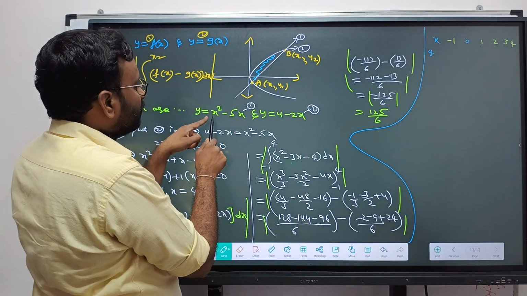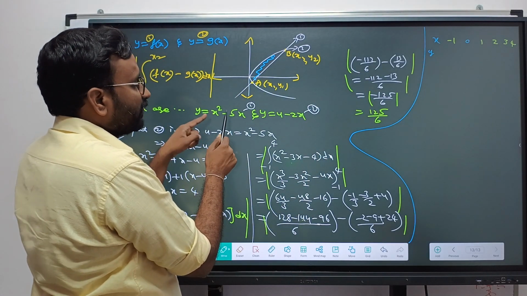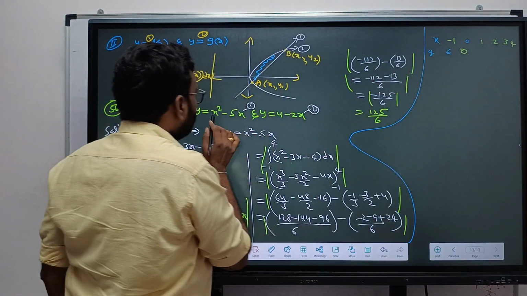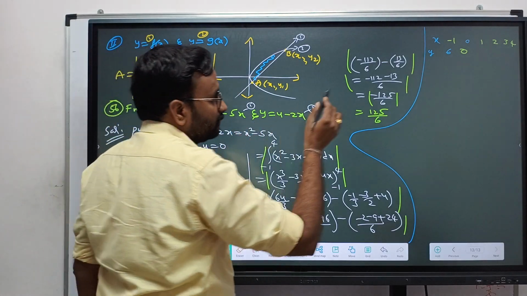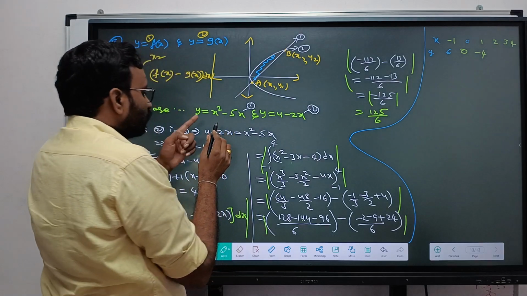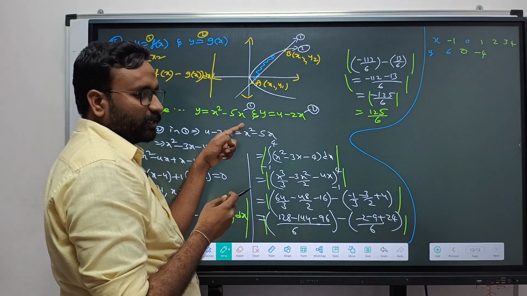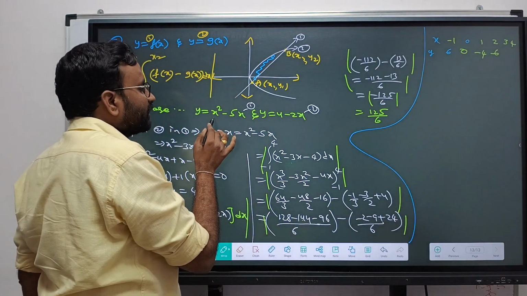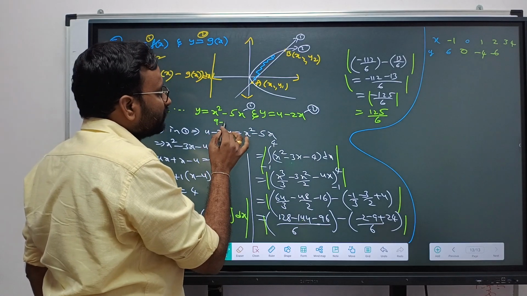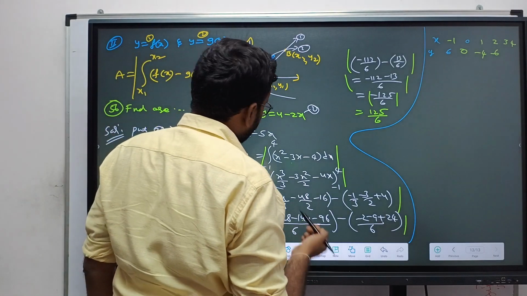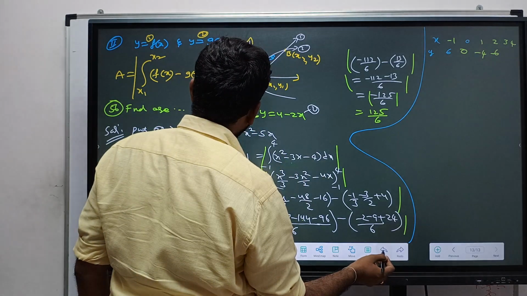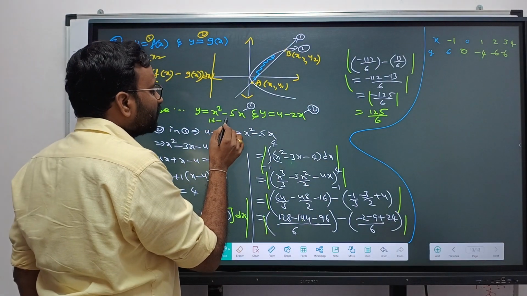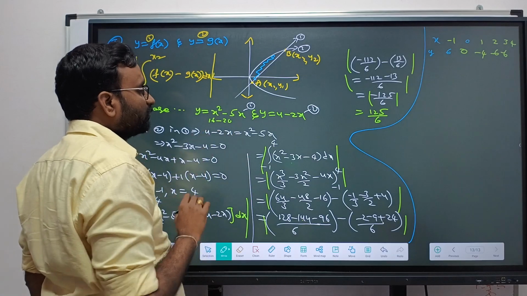For minus 1, it will be 1 plus 5, 6. For 0, 0. For 1, 1 minus 5, minus 4. For 2, 2 times 2 is 4, 5 times 2 is 10, 4 minus 10, minus 6. For 3, 3 times 3 is 9, minus 5 times 3 is 15, so 9 minus 15 is minus 6. For 4, 4 times 4 is 16 minus 5 times 4 is 20, so 16 minus 20.